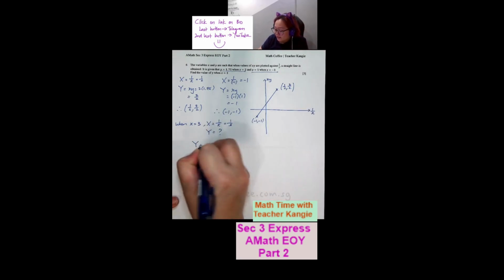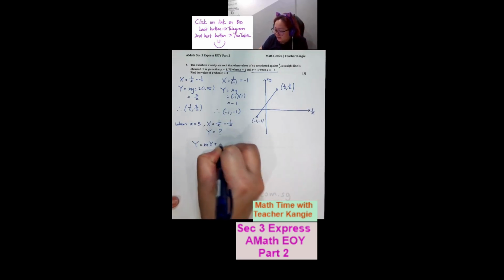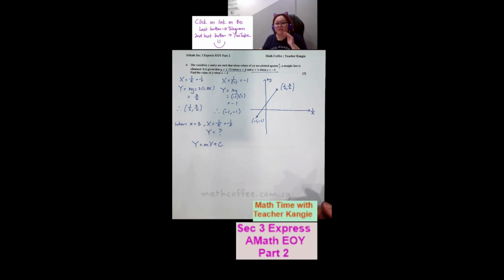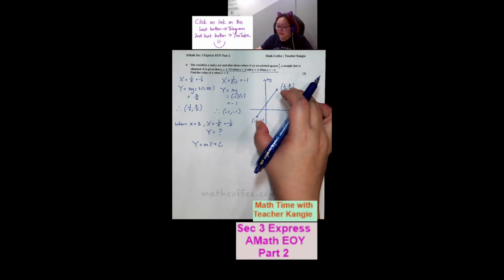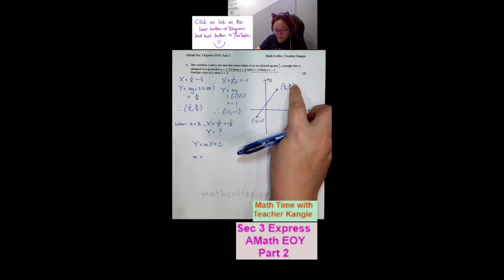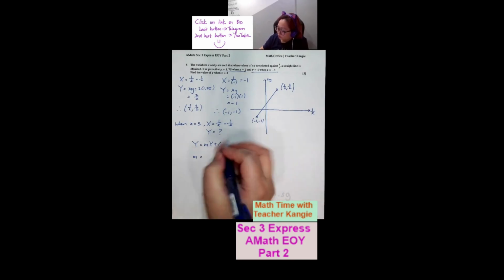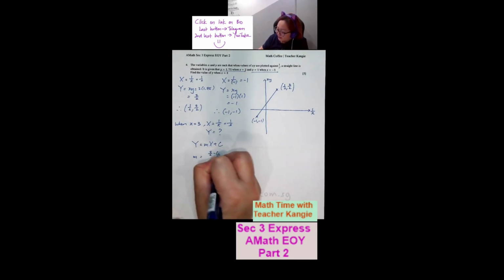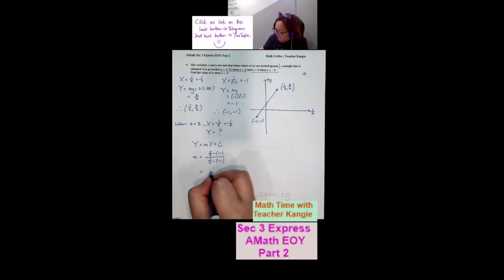So y equals mx plus c. This is the first thing you need to do. Then the next thing is find the gradient. I already have 2 points, so finding the gradient is nothing tough. I just take y1 minus y2 over x1 minus x2: 7 over 2 minus negative 1, over half minus negative 1. And that will give us 3.